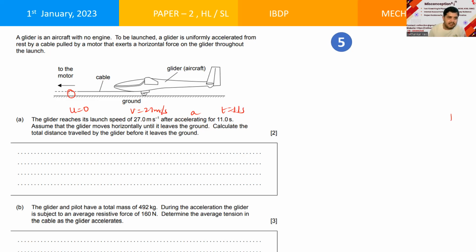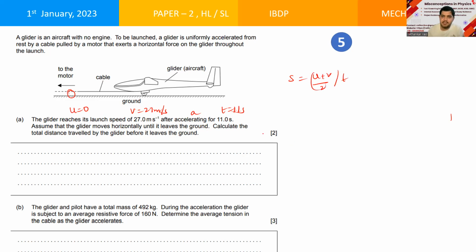But let us see what has been asked. Assuming that the glider moves horizontally until it reaches the ground, what is the distance traveled by the glider before it leaves the ground? So how do you solve this? Simple. See, acceleration is constant. So use the equation s equal to (u plus v) divided by 2 multiplied by t. Right? So you can use this.